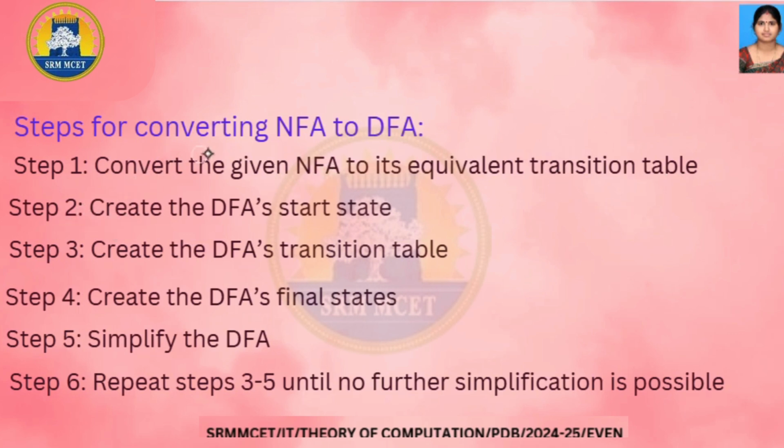And step number 2, we have to create the DFA start state. Here we have to choose which state acts as the start state for the DFA diagram, which is our resultant diagram, and then we have to create the DFA transition table by following the procedures. Step number 4 is to create the DFA's final state. So the very important things are the DFA start state, the DFA final state, and also the DFA transition table. At last we have to draw the transition diagram of the DFA. We have to repeat the steps until we reach the simplification.